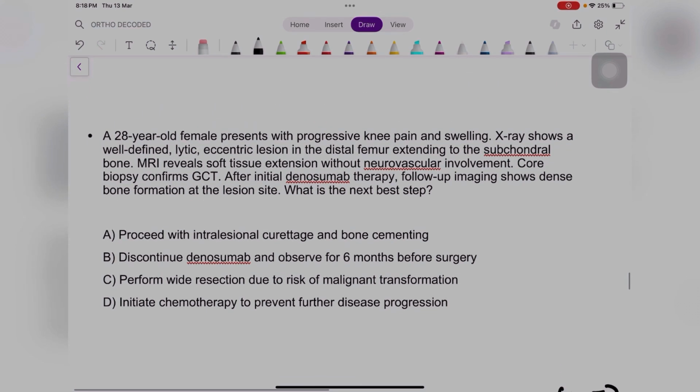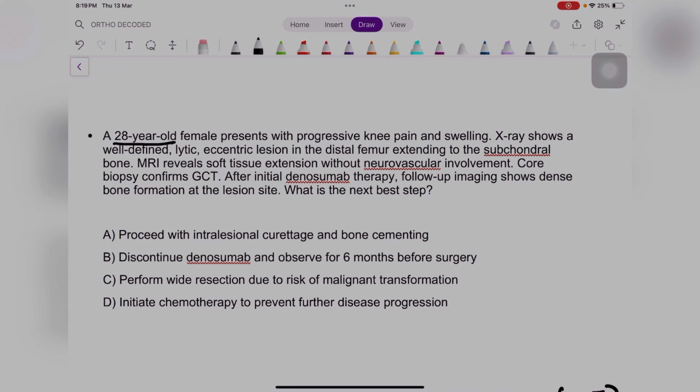So then you have this question, a case scenario. This is very interesting as it gives you more knowledge and more details of the case. A 28-year-old female presents with progressive knee pain and swelling. The X-ray shows a well-defined lytic eccentric lesion in the distal femur extending to the subchondral bone. MRI reveals soft tissue extension without neurovascular involvement.